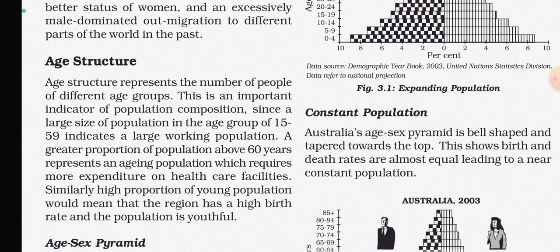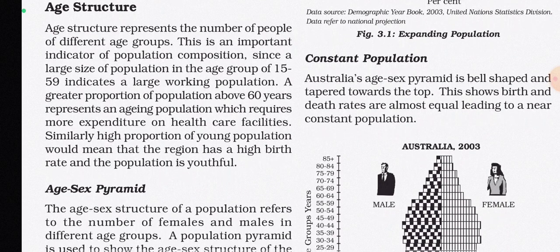Age structure. Age structure represents the number of people of different age groups. This is an important indicator of population composition, since a large size of population in the age group of 15 to 59 indicates a large working population. A greater proportion of population above 60 years represents an aging population which requires more expenditure on healthcare facilities. Similarly, high proportion of young population would mean that the region has a high birth rate and the population is youthful.